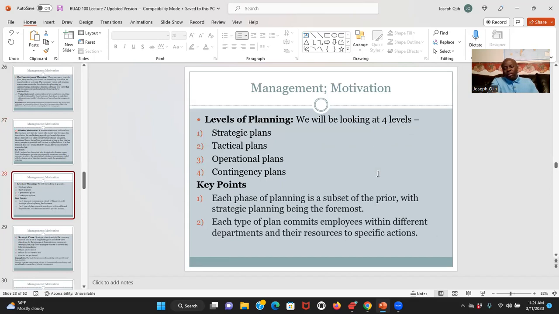Now, at this point, we're ready to review the different levels of planning. I will look at 4 levels of planning: strategic plans, tactical plans, operational plans, and contingency plans. So let's look at each of these phases of plan. The strategic plan is the first one, which is the most important. All of them are important. Remember, the most important is the strategic plans, followed by the other plans. So each phase is a subset of the one before it.